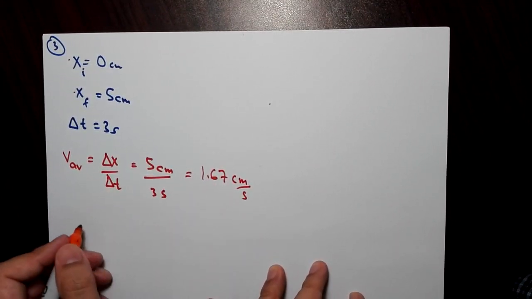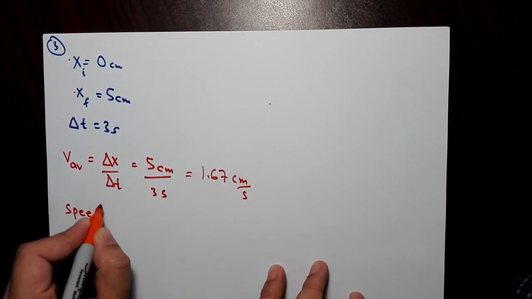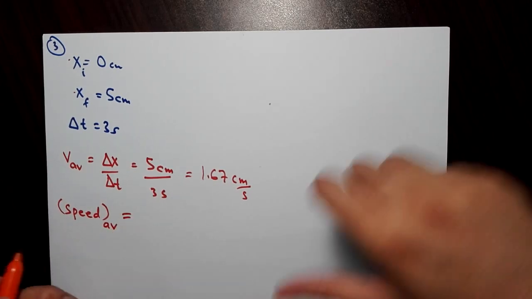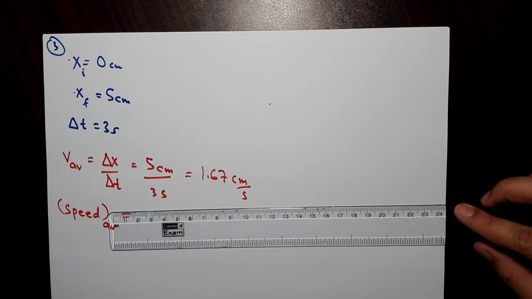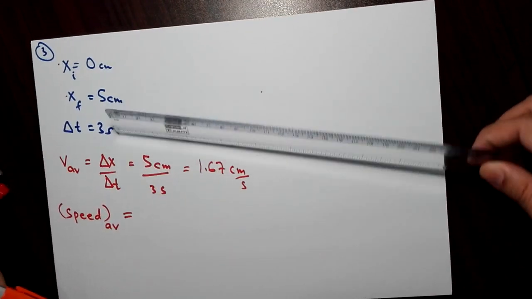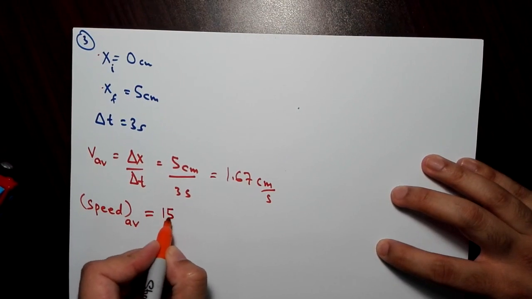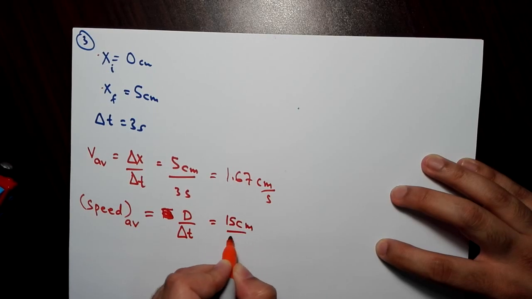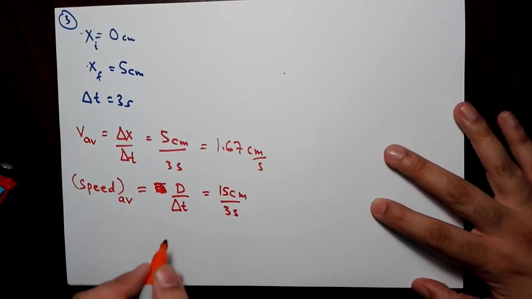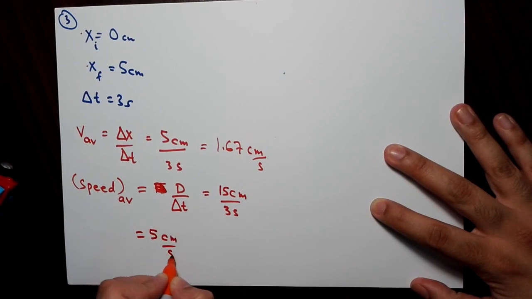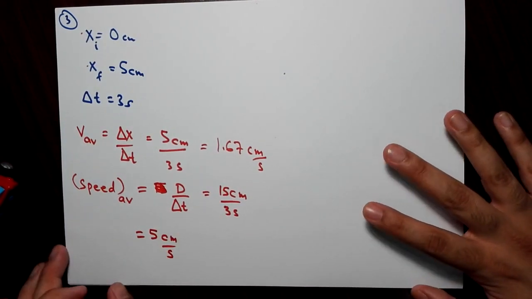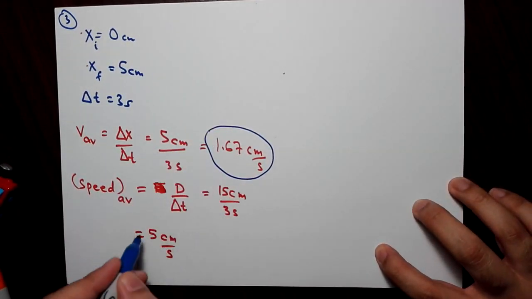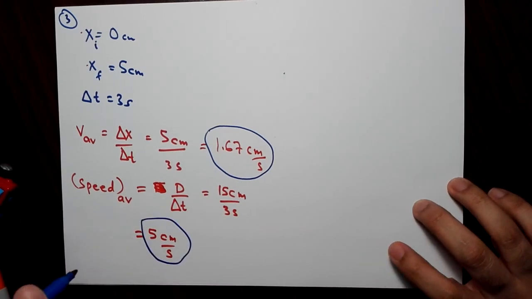Okay, and average speed is now going to be different. It's obviously not the magnitude in this case, because average speed is total distance. Total distance traveled by Thomas is 10 and then 5 back, so you get 15 centimeters. So it's total distance divided by time. So it's 15 centimeters divided by 3 seconds. So that's 5 centimeters per second. Okay. So you can see that the answers are different now because total distance and displacement are different.